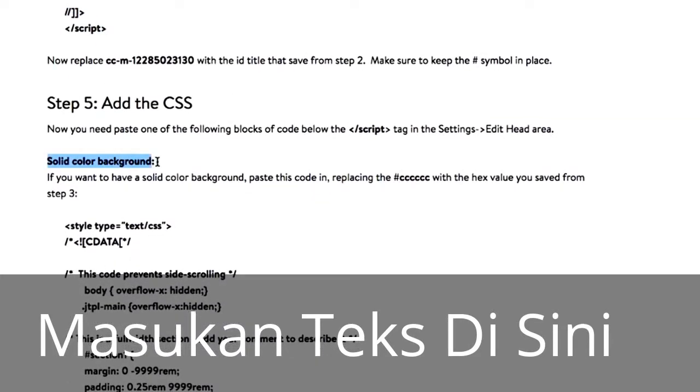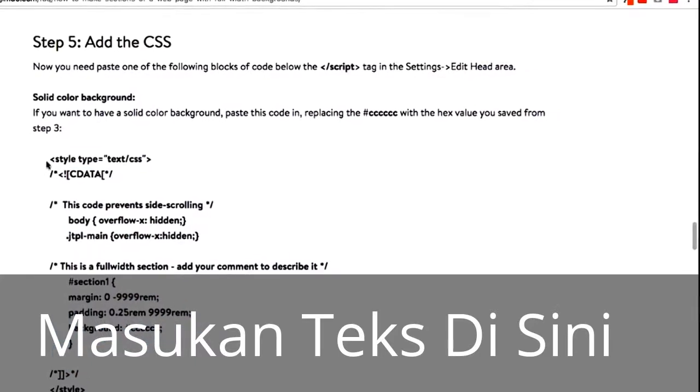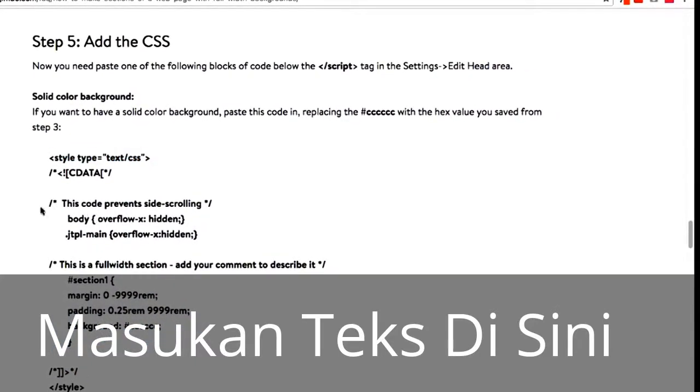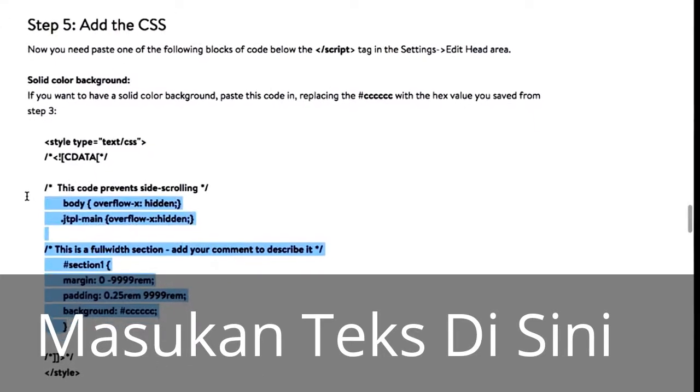So this is for the solid color background. I'm going to go ahead and copy. Actually, I already have a style block, so I'm just going to grab this piece. Now you'll see there's one piece up here which is to prevent side scrolling, so you need to make sure that's in there as well. And when you see this slash and asterisk, what that means is this line is a comment. So put those in as often as you can to make it super clear to yourself or anyone else working on your website what that piece of code does.